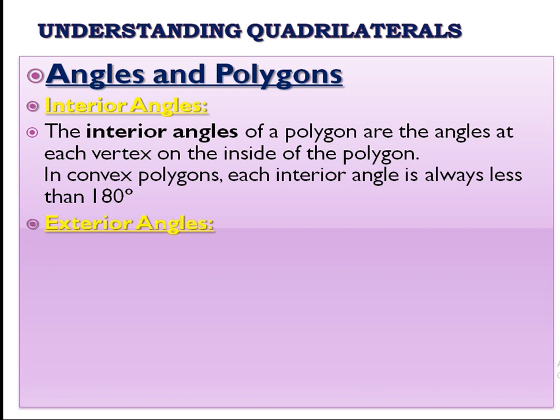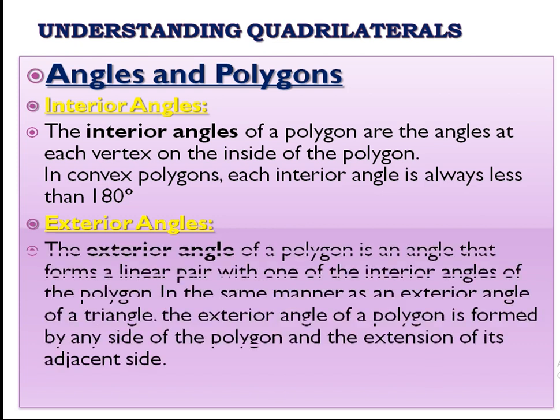Now, exterior angles. What are exterior angles? Here it is. The exterior angle of a polygon is an angle that forms a linear pair with one of the interior angles of the polygon. In the same manner as an exterior angle of a triangle, the exterior angle of a polygon is formed by any side of the polygon and the extension of its adjacent side. Okay, student.